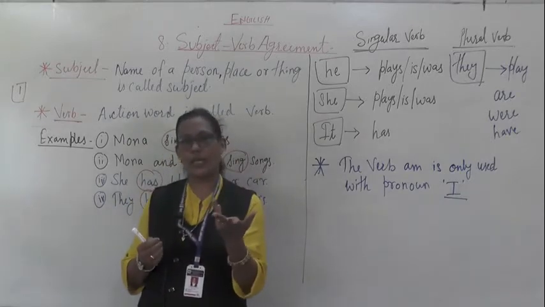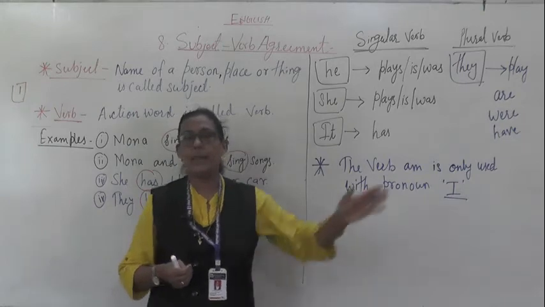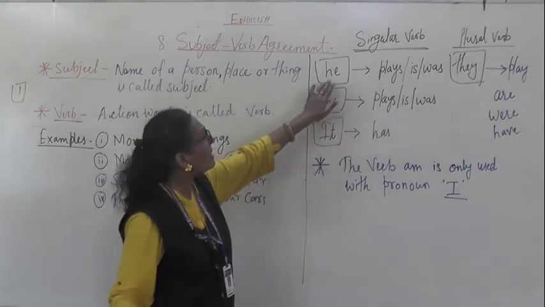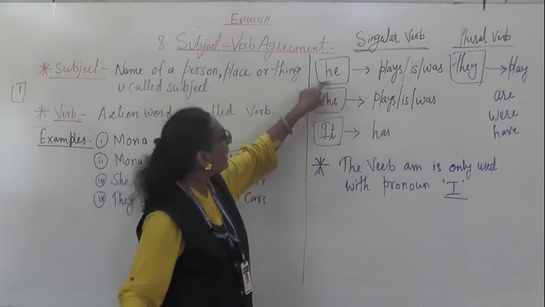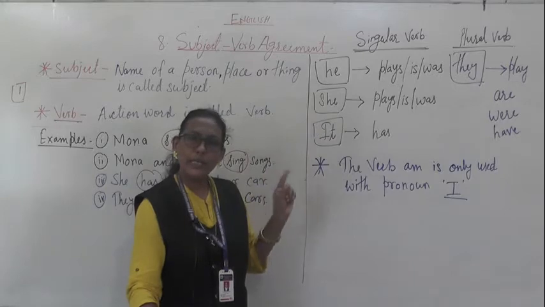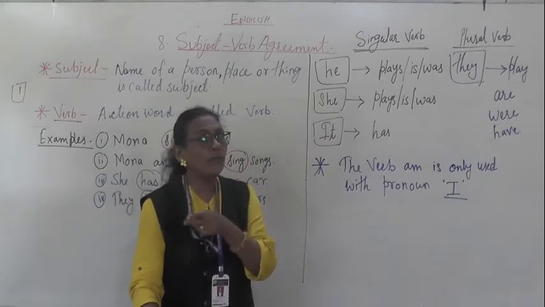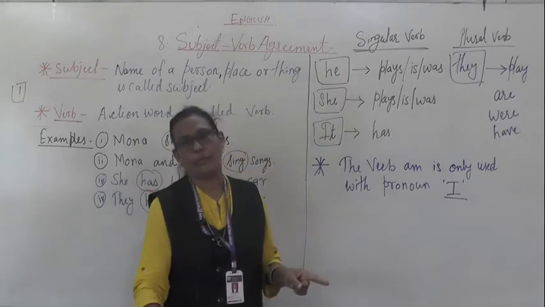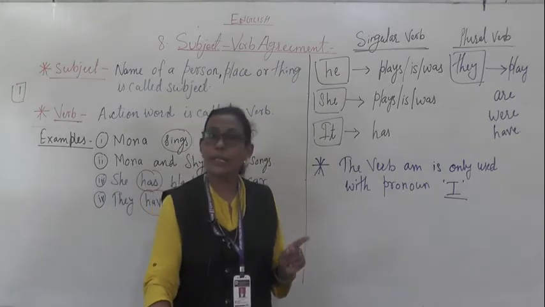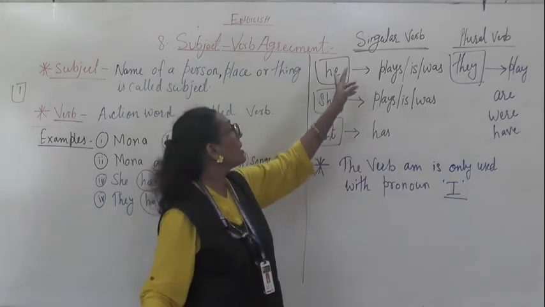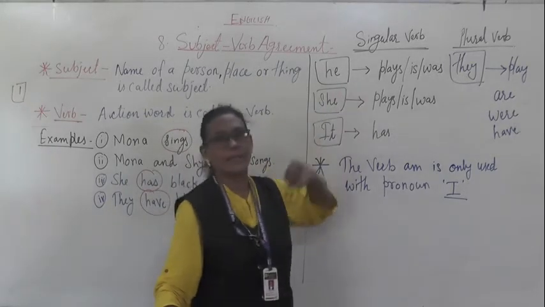Naming words we can understand easily. But what about pronouns, for your 6th standard class? When we write he, she, it, whichever verb we write with them is a singular verb. You have to keep that in mind, dear children. So for the singular, we always write he, she plays.